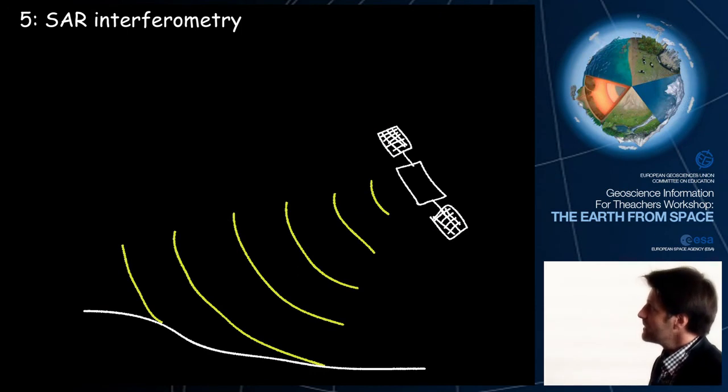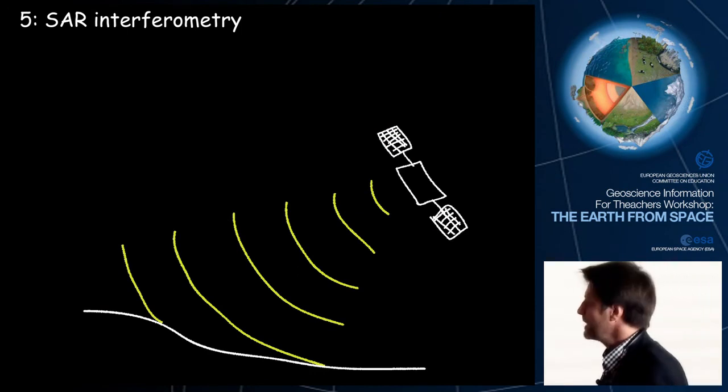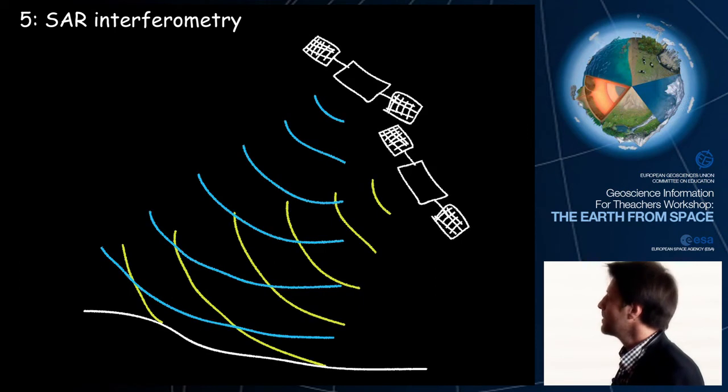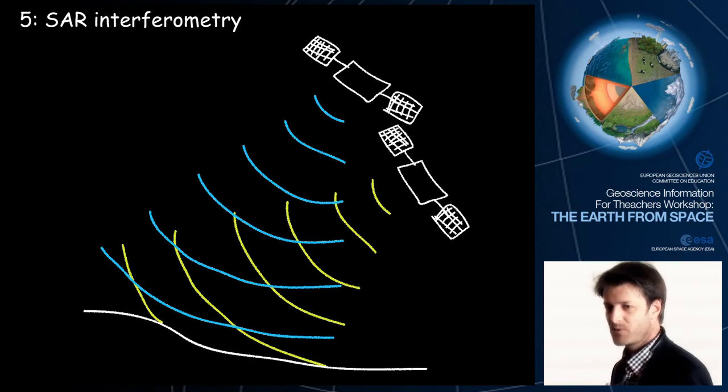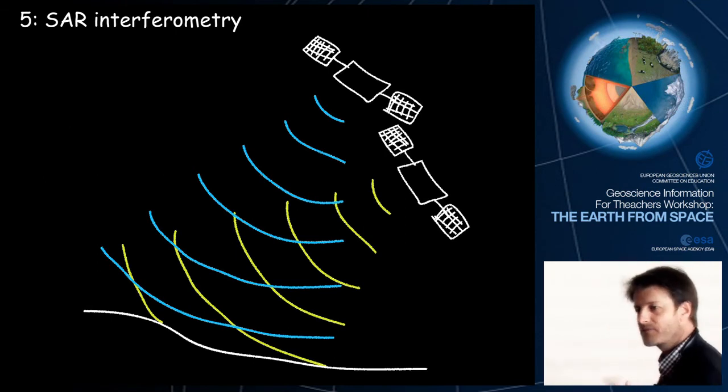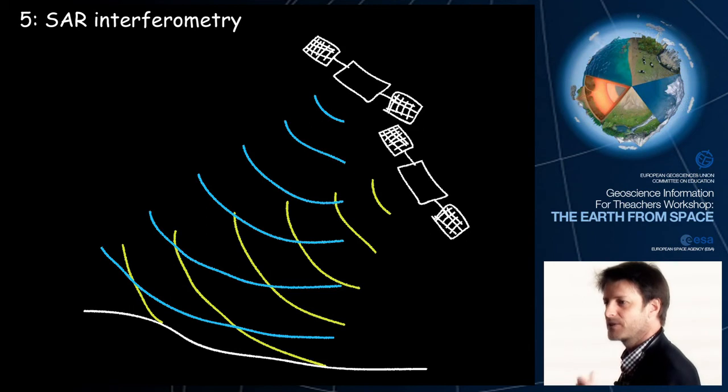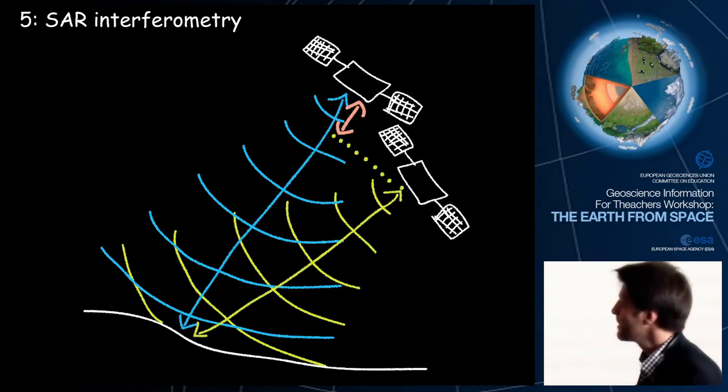A fifth method is SAR interferometry. For that, we take radar images, but we take two from the same spot. And radar is actually a distance measurement. Like the police, who measure the distance from the measuring instrument to your car several times and estimate the speed from that.